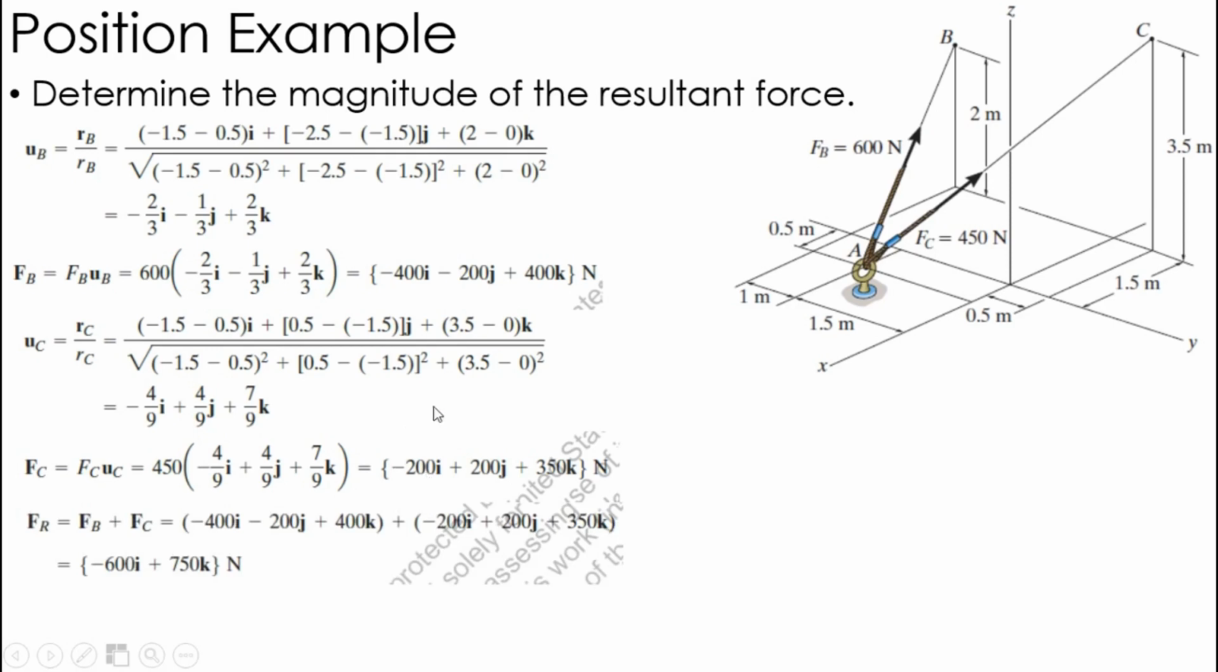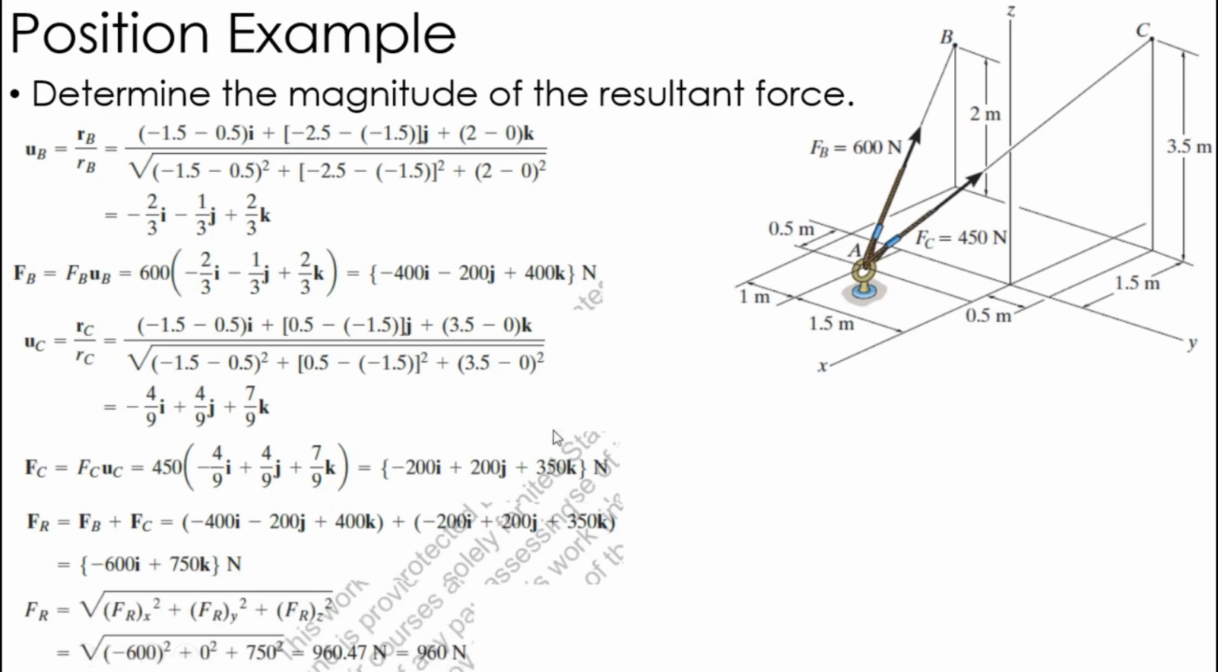To find the resultant, I just sum up the i's, sum up the j's, sum up the k's, and I get a resultant vector of negative 600i, which is negative 400 minus 200. My j's cancel, and I get 750k. So finding the magnitude of that, I just take the square root of the sum of the squares, and I get 960.47 newtons. So again, write the forces in Cartesian form, sum up the x's, sum up the y's, sum up the z's, take the square root of the sum of the squares to find the magnitude.